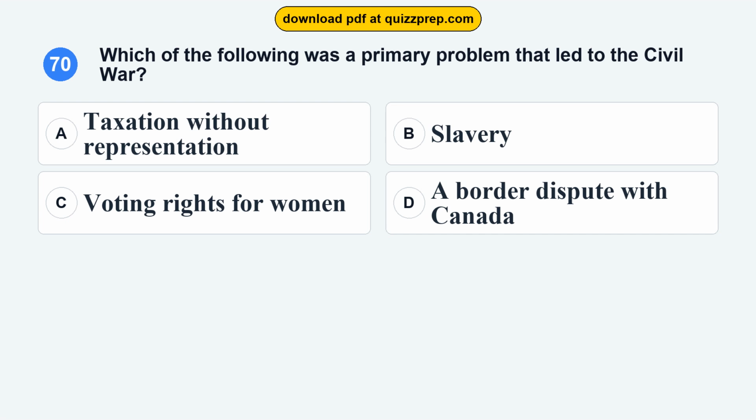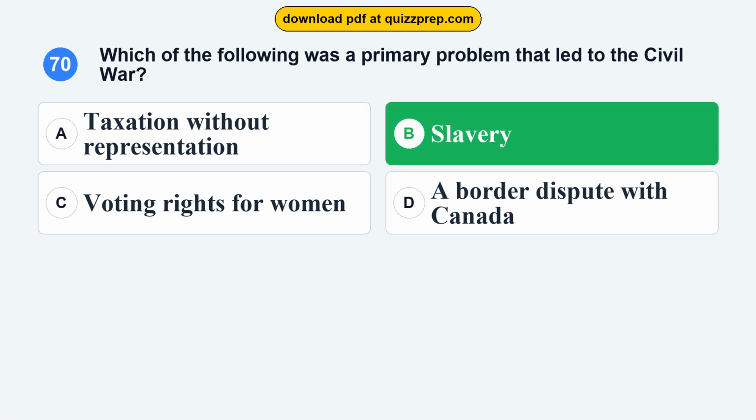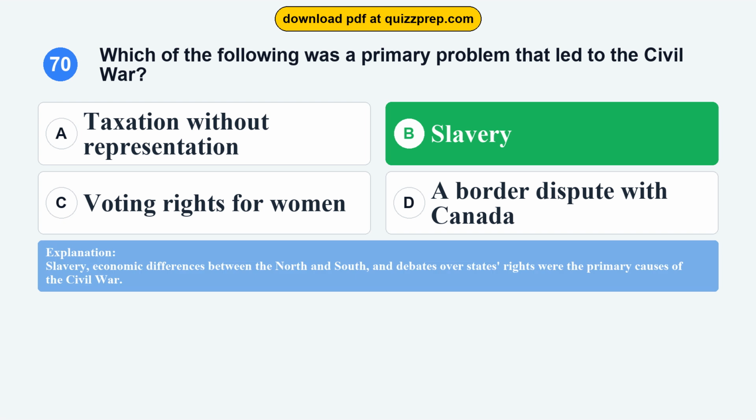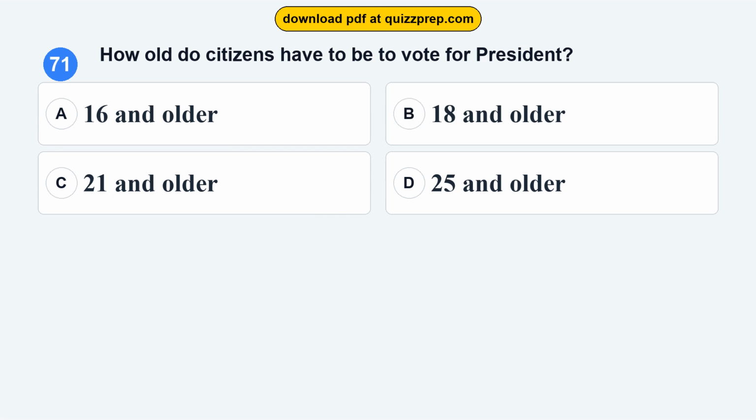Question 70. Which of the following was a primary problem that led to the Civil War? Option A, taxation without representation. Option B, slavery. Option C, voting rights for women. Option D, a border dispute with Canada. The correct answer is option B, slavery. Slavery, economic differences between the North and South, and debates over states' rights were the primary causes of the Civil War.